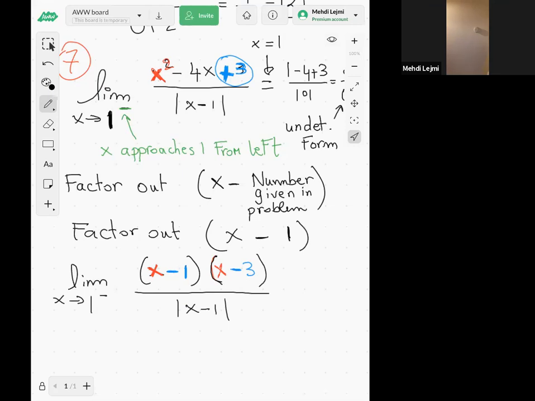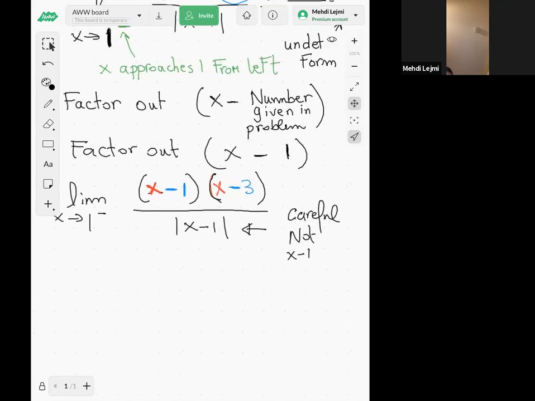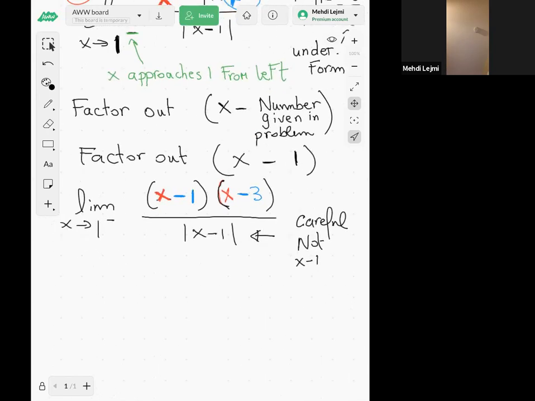So what we wanna do now is try to cancel out the x minus one. There's an x minus one in the top, there's an x minus one in the bottom, but we have to be careful because this is not exactly x minus one. This is absolute value of x minus one. Now, the thing is, absolute value of a positive number is the same number. I mean, absolute value of positive five is five. But if you have a negative number inside the absolute value, like negative three, then the absolute value would be the opposite. That would be plus three, right?